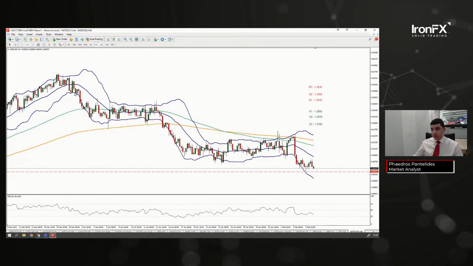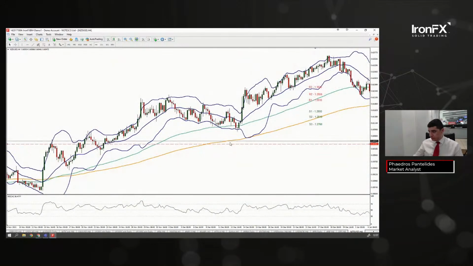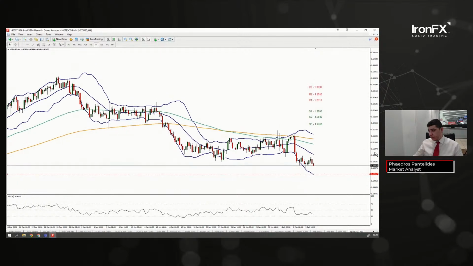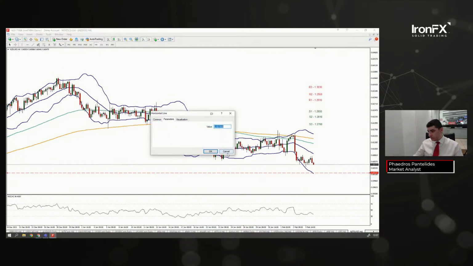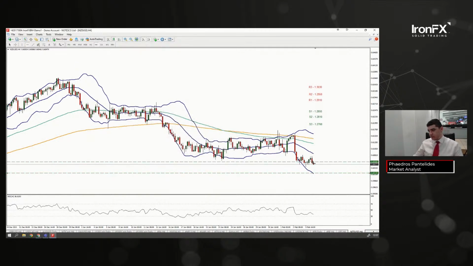For S1, it's at 0.604. Taking this low for my S1. I'm taking that point as S1 as it's on a support level now. So let's give it some room. R1.